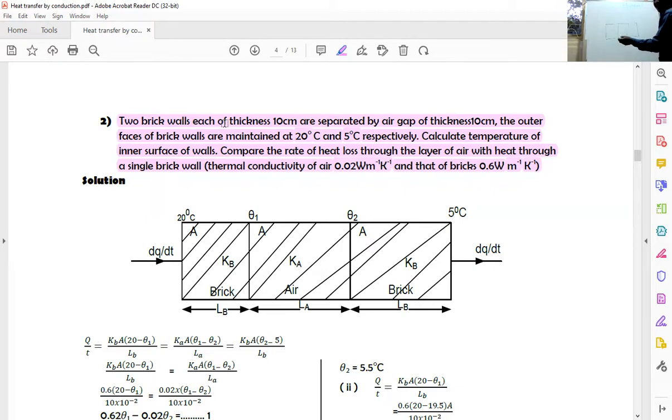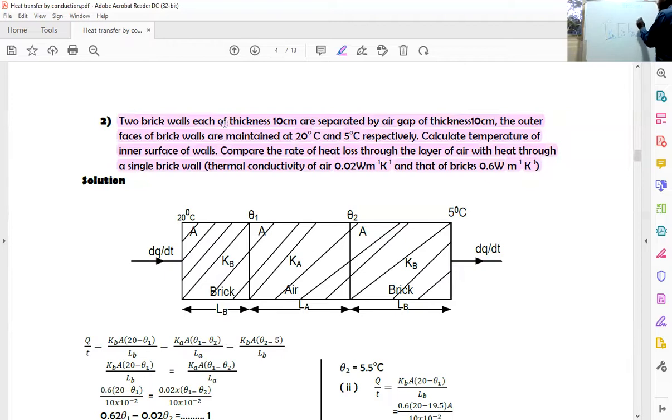This is the first brick, brick A. Here we shall have the conductivity of the first brick, and then here the conductivity of another brick. Then here we shall have the conductivity of air. So this is air, this is brick, and this also is brick.